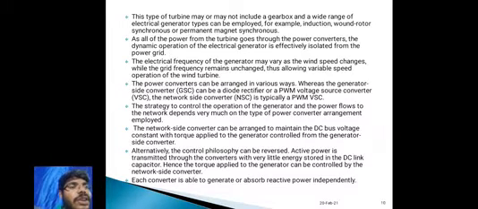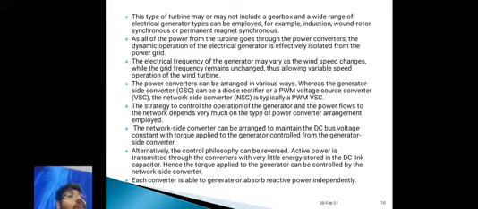The electrical frequency of the generator varies as wind energy changes, while grid frequency remains unchanged. Variable speed operation of the wind turbine: the power converter can be arranged in various ways, whereas the generator side converter can be a diode rectifier or a pulse width modulation voltage source converter. The network side converter is typically a pulse width modulation voltage source converter. The strategy for control of operation of the generator, and the power flow to the network, depends very much on the type of power converter arrangement employed. The network side converter can be arranged to maintain the DC bus voltage constant, with the torque applied to the generator controlled from the generator side converter.